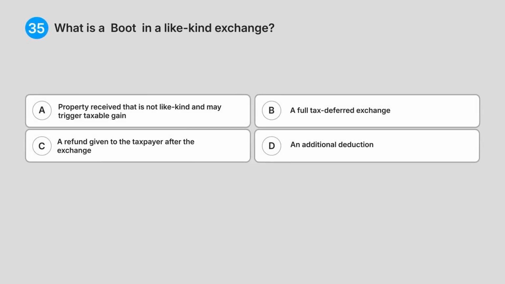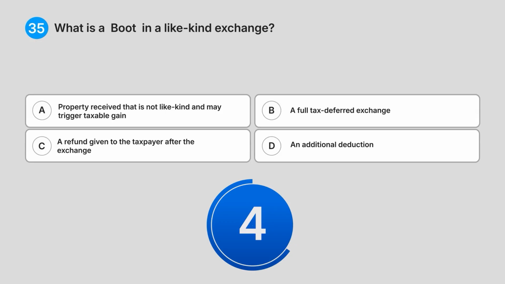35. What is a boot in a like-kind exchange? A. Property received that is not like-kind and may trigger taxable gain. B. A full tax-deferred exchange. C. A refund given to the taxpayer after the exchange. D. An additional deduction. Can you guess the answer?